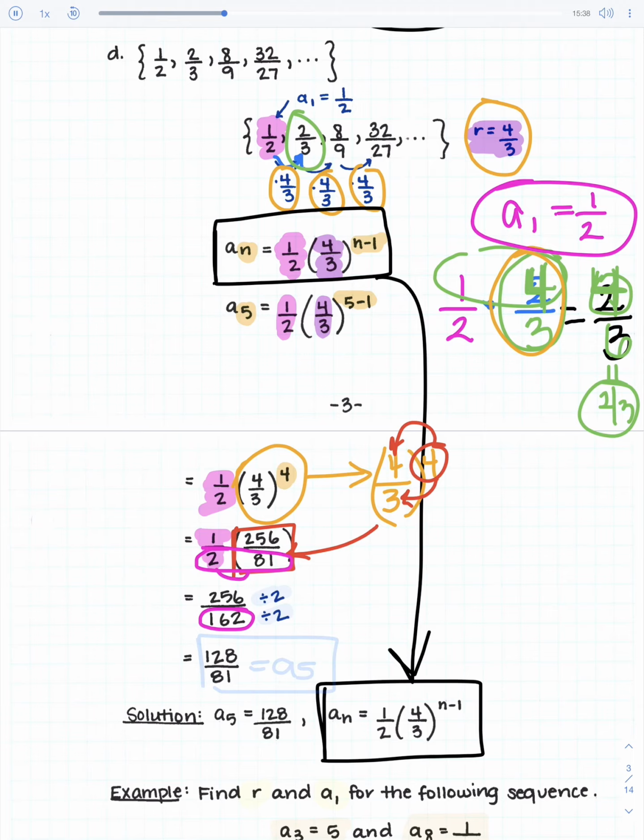The problem with that step is now I get 256 over 162, and now I have a fraction that can be reduced, because 256 and 162 are both divisible by 2. So I can divide them both by 2 to reduce it, and I get 128 over 81. That is going to be, again, my value for my fifth term. And again, just make sure that if you get a fraction, all of your fractions are reduced to lowest terms.